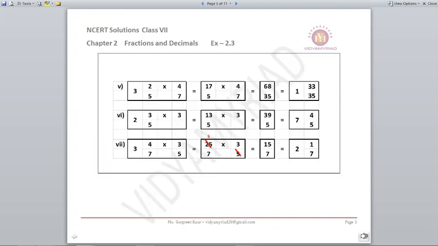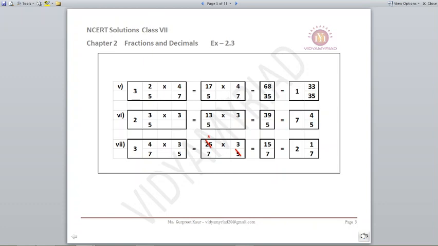Fifth part. 3 2 by 5 into 4 by 7. 5 3s are 15. 15 plus 2 17. 17 upon 5 into 4 by 7. Nothing can be cut. So it is 17 into 4, 68. 5 into 7 is 35. It is improper. Divide it. You will get 1 33 upon 35.